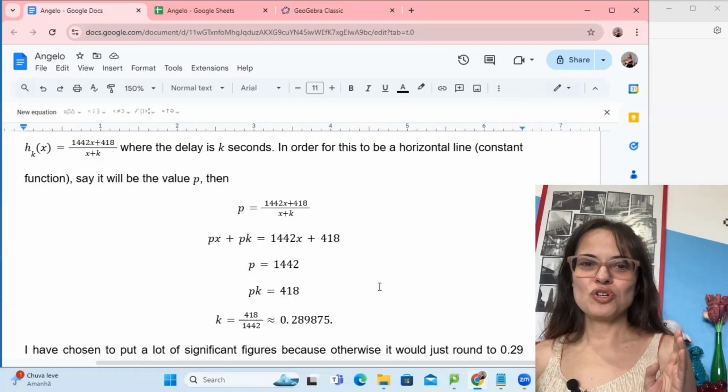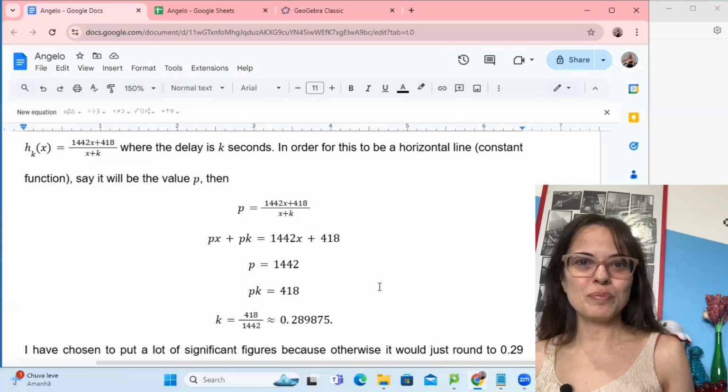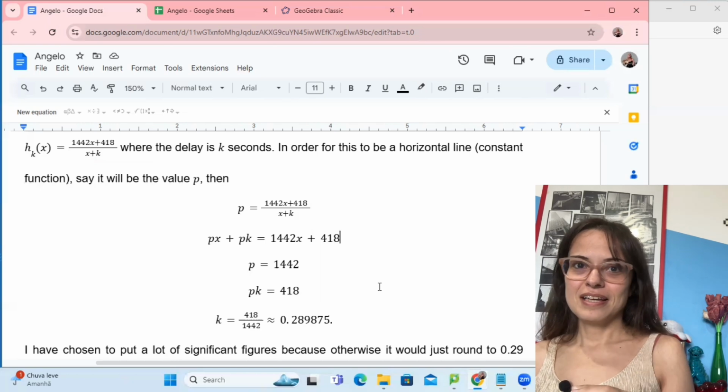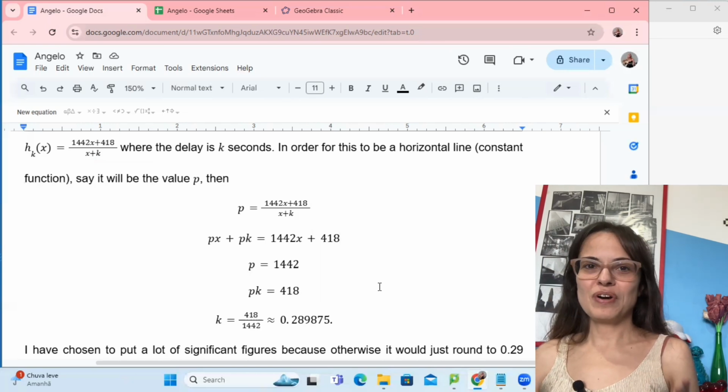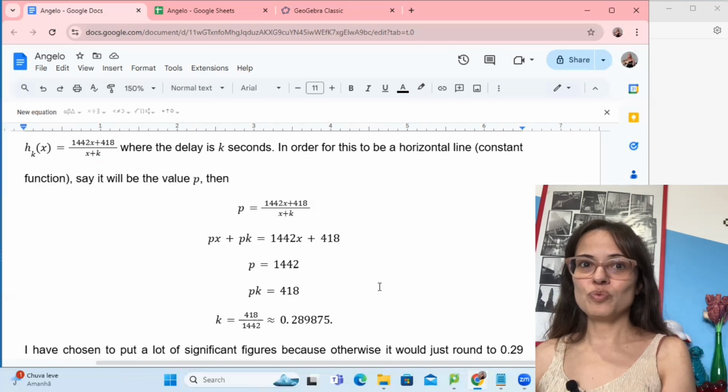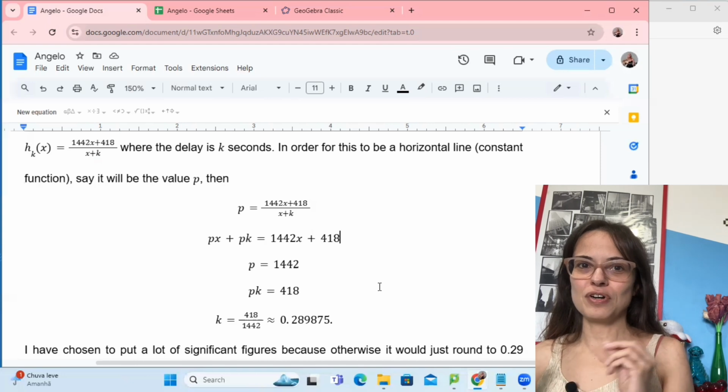This is so useful in so many situations. This is not one equation in three variables. This is an identity in x. We are not talking about finding the value of x for which that fraction is equal to p. We are talking about that fraction being a function, which is the constant function equal to p.